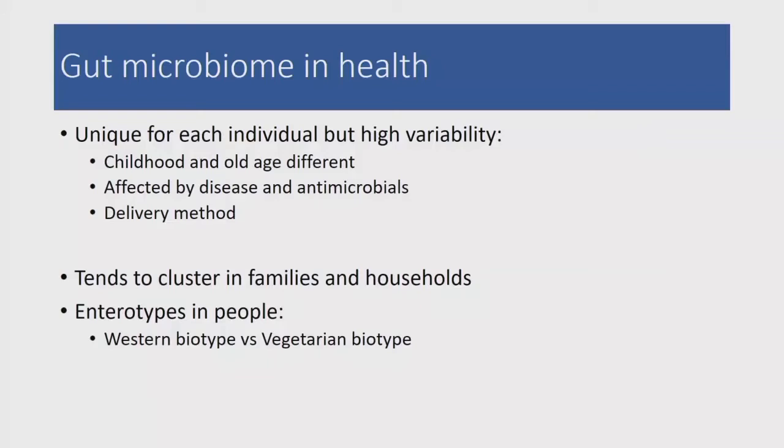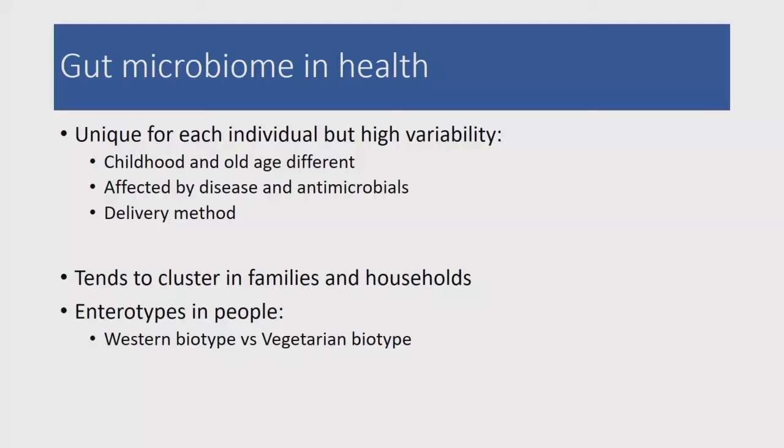So what does the gut microbiome do once the actual immune system and the microbiome is established? What role does it play and how does it actually work in health? Well, the gut microbiome is unique for each individual. There is high variability in childhood, and it's quite different in old age, but it's relatively stable during most of your adulthood, although it can be affected by disease and antimicrobials, and it's also affected by delivery method. And although it's unique, it does tend to cluster in families and households.